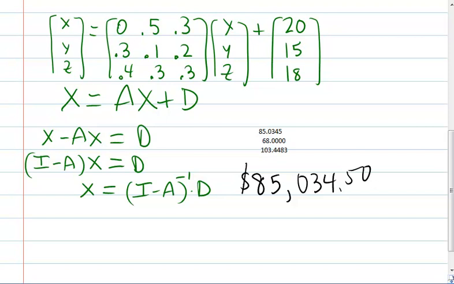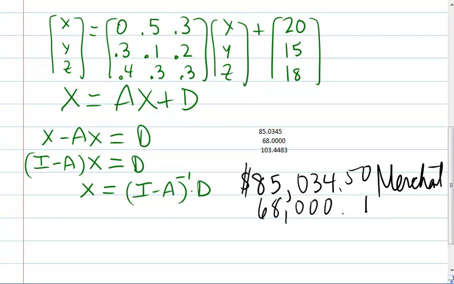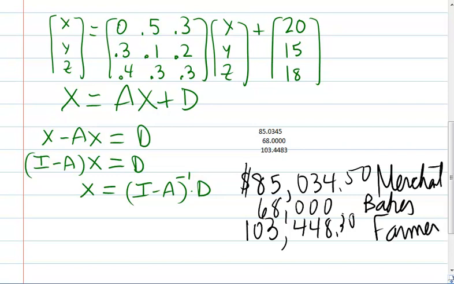So I have 85,034.50. That's from the merchant. I have $68,000 of output from the baker and $103,448.30 from the farmer. And that's going to be how much is needed to meet the consumer demand of 20,000 from the merchant, 15,000 from the baker, and 18,000 from the farmer.